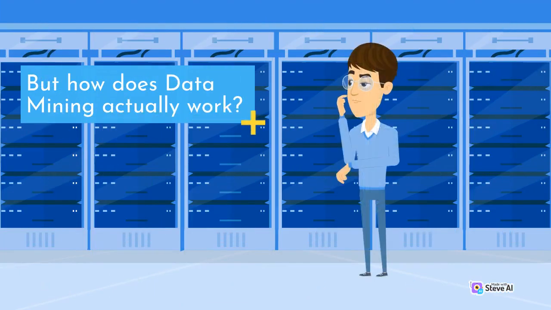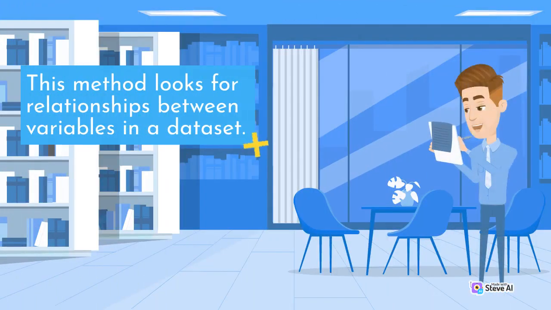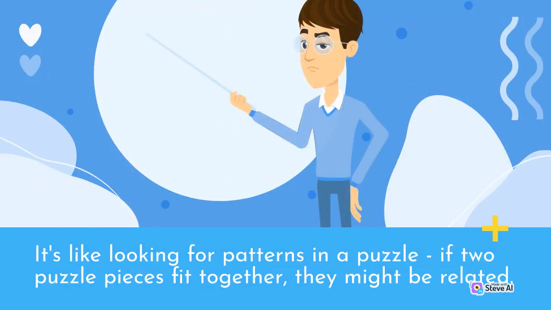But how does data mining actually work? Well, there are different methods, but let's focus on one called association rule mining. This method looks for relationships between variables in a dataset. It's like looking for patterns in a puzzle. If two puzzle pieces fit together, they might be related.